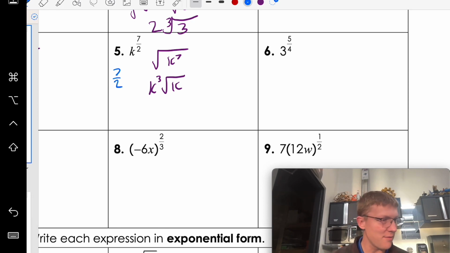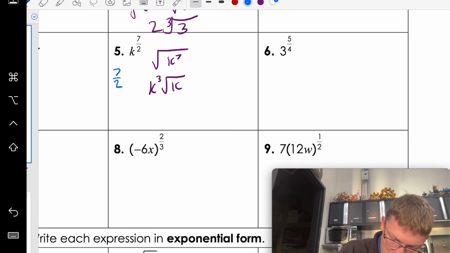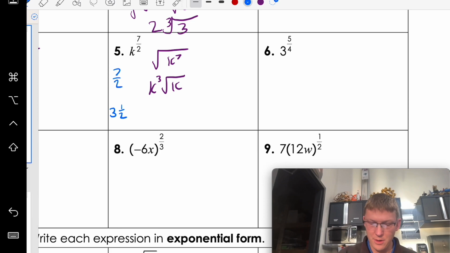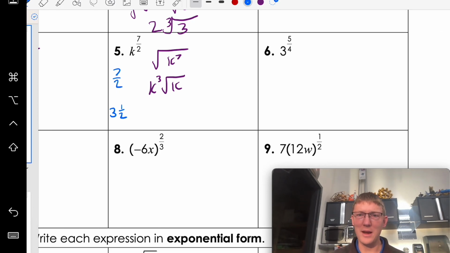So 7 divided by 2 is going to be like 3 with 1/2 left over, right? So there's 3 of my k's that came out, and then this 1 k would be still under the square root. So in my mind, that fractional way of thinking about it is a lot easier than doing the square root thing. Whatever works in your mind works for me.